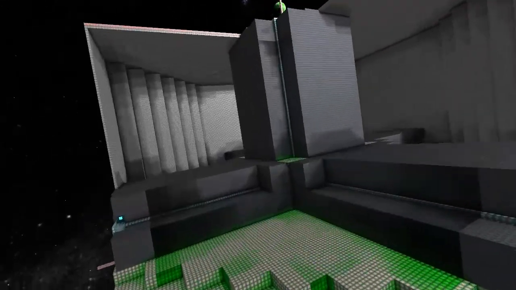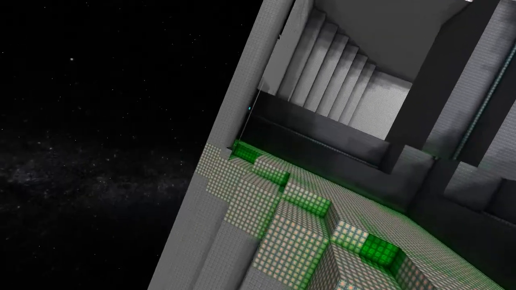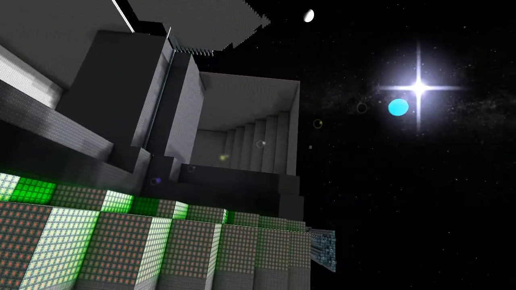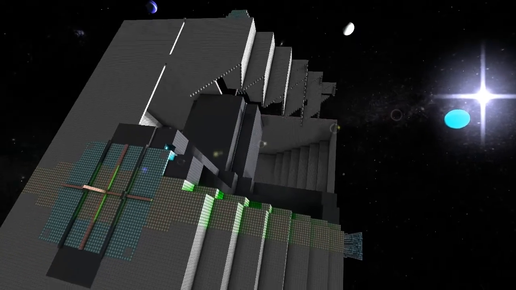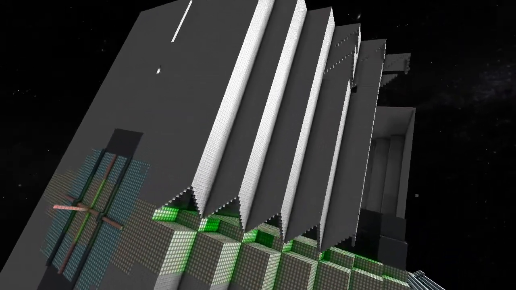Oh, that's lovely. I love how those doors open. Plex door lag. Look at it. I just love it. The way it opens and closes is really cool.